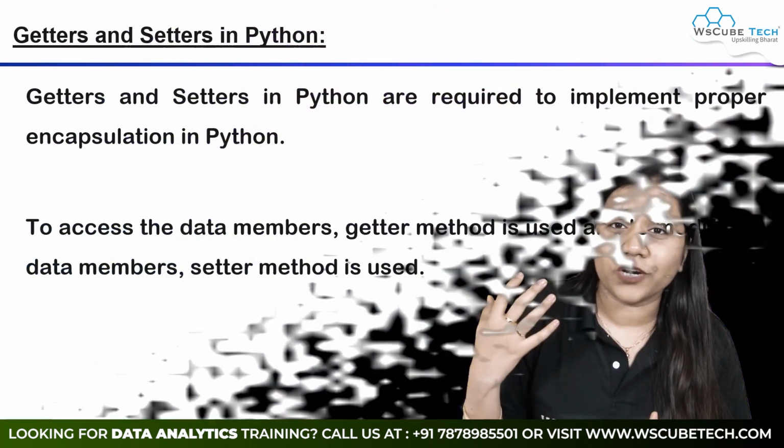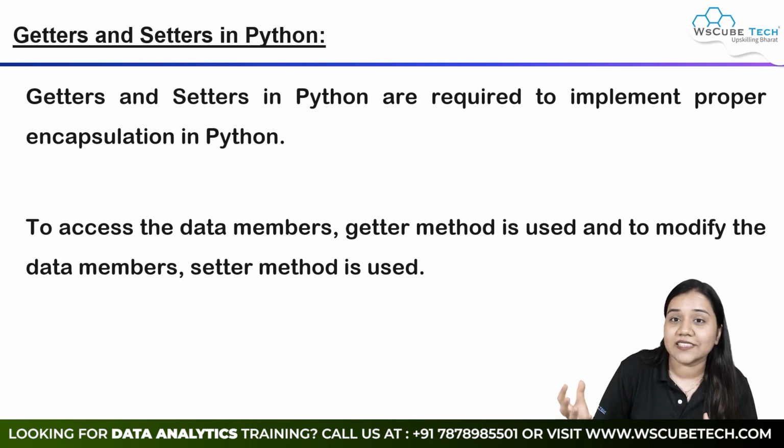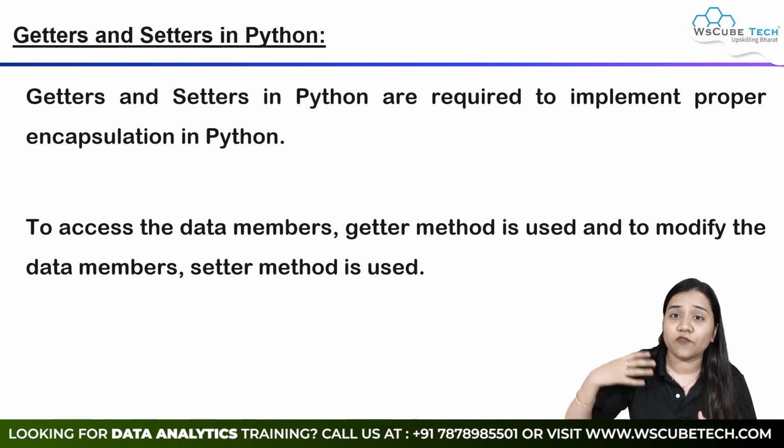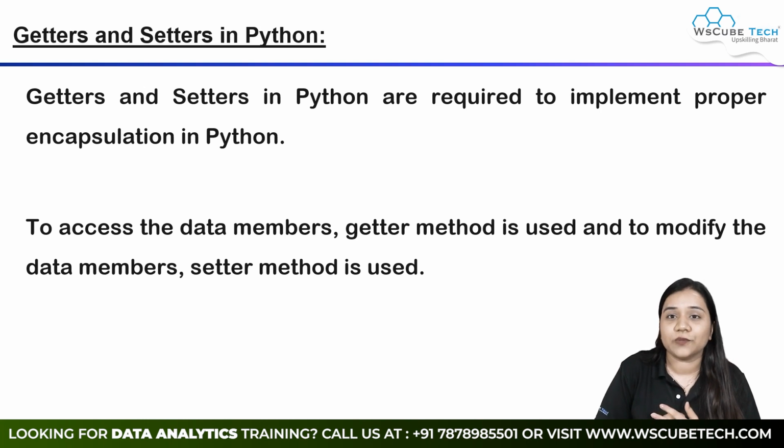First of all, let's understand what these getters and setters are. Getters and setters are used with encapsulation when you want to access any private data, private variable or private method. If you want to access data, you use a get method, and if you want to set or modify data, you use a set method. The set method is used to set or modify a value and the get method is used to fetch that value. Let's see this with the help of an example.